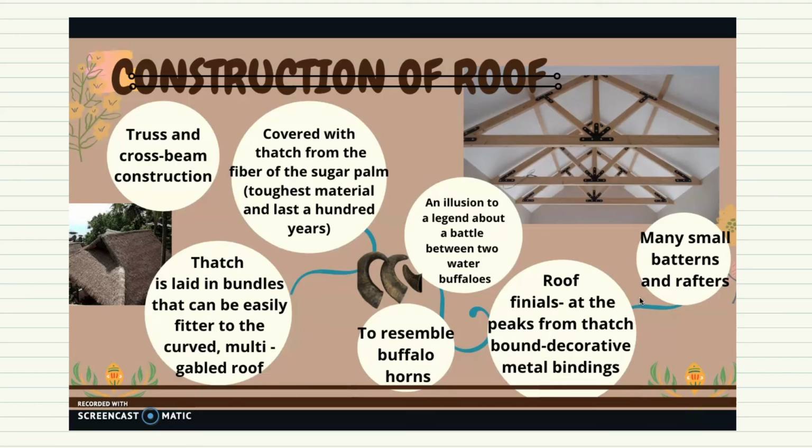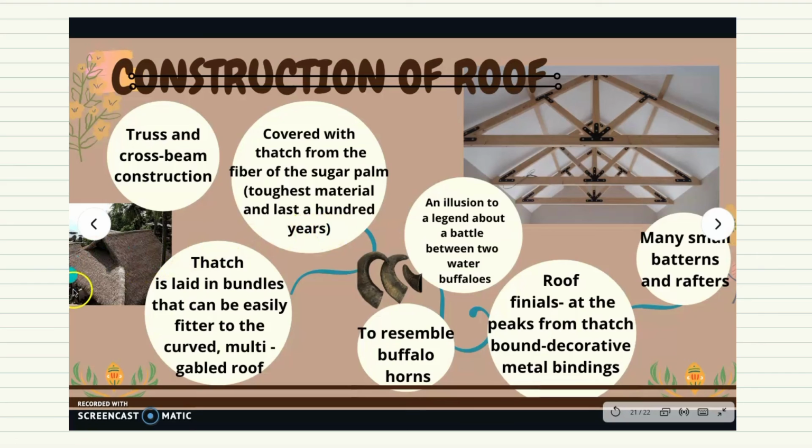So the next one is the construction of the roof. First of all, Rumah Gadang usually uses truss and cross beam construction. How does this truss and cross beam construction look? It looks like this. And then it is covered with thatch from the fiber of the sugar palm, which is known as a tough material, and it will last 100 years.